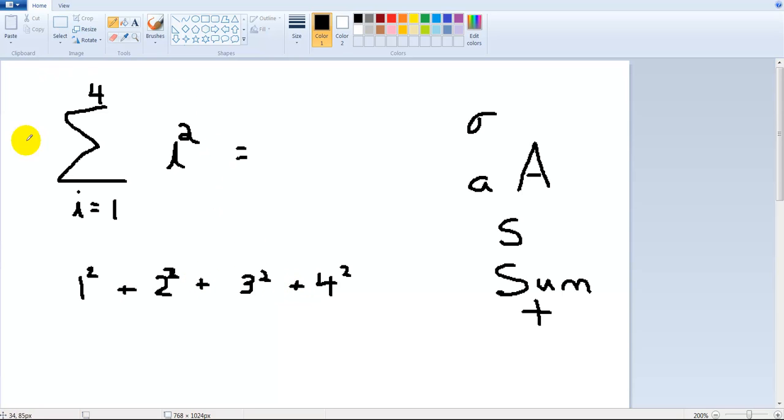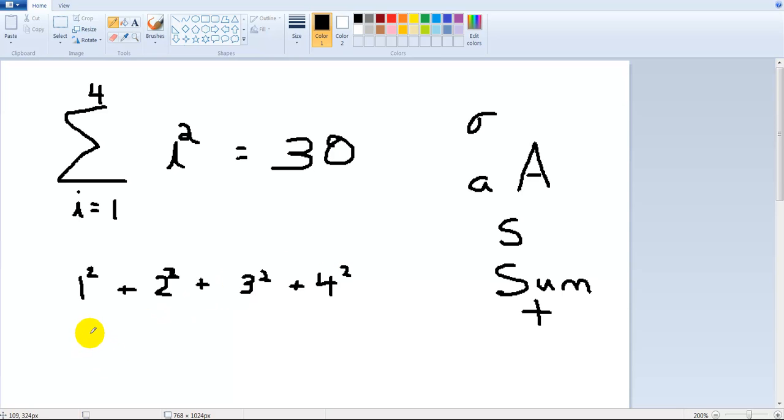So this means this. So what is it anyway? It's 1 plus 4 plus 9 plus 16, right? 9 plus 16 is 25, plus 4 is 29, plus 1 is 30. So this equals 30, right? Okay? So that's what that means.